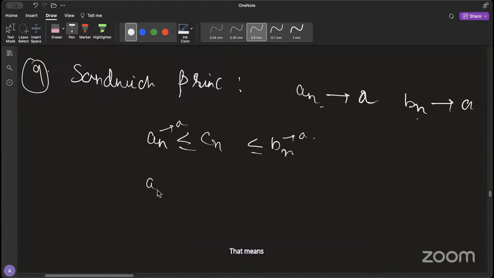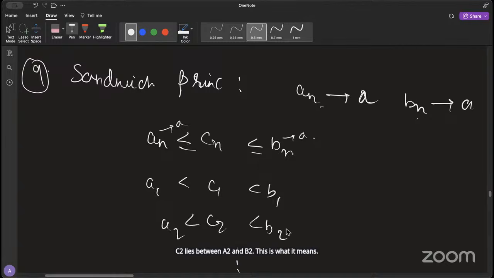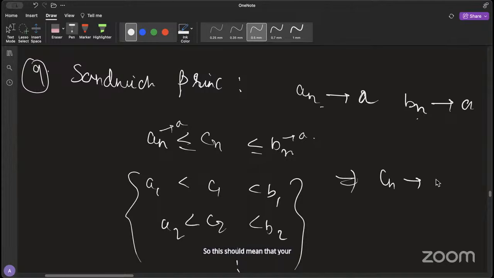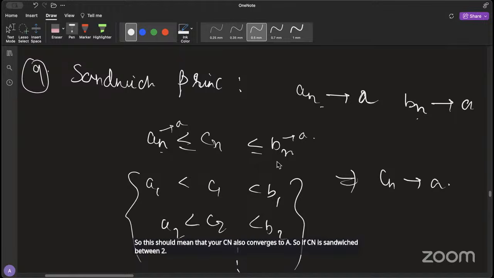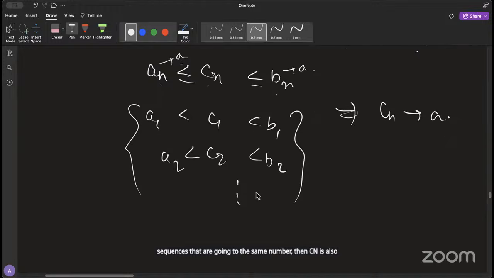This is also a sequence converging to a, and cn, that means c1 lies between a1 and b1, c2 lies between a2 and b2. This is what it means, and so on, so on. So this should mean that your cn also converges to a. So if cn is sandwiched between two sequences that are going to the same number, then cn is also going to that same number.